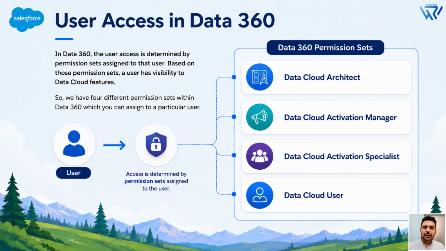In Data 360, the user access is determined by permission sets assigned to that user. Based on those permission sets, a user has visibility to Data Cloud features. So we have four different permission sets within Data 360 which you can assign to a particular user.